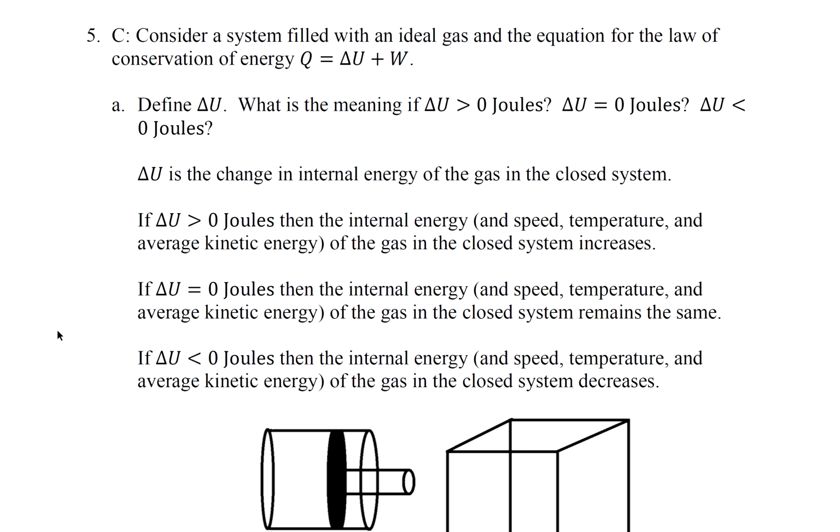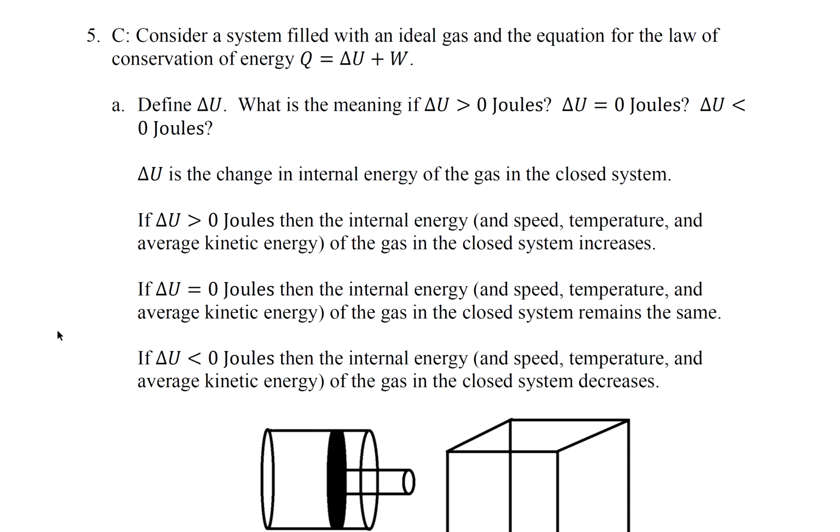Question 5. Consider a system filled with an ideal gas and the equation for the law of conservation of energy: Q equals delta U plus W. Define delta U. What is the meaning of delta U greater than 0, equal to 0, or less than 0 joules? Delta U is a change in internal energy of the gas in the closed system. If delta U is greater than 0 joules, then the internal energy of the gas in the closed system increases. Internal energy means the speed, temperature, and average kinetic energy of the gas.